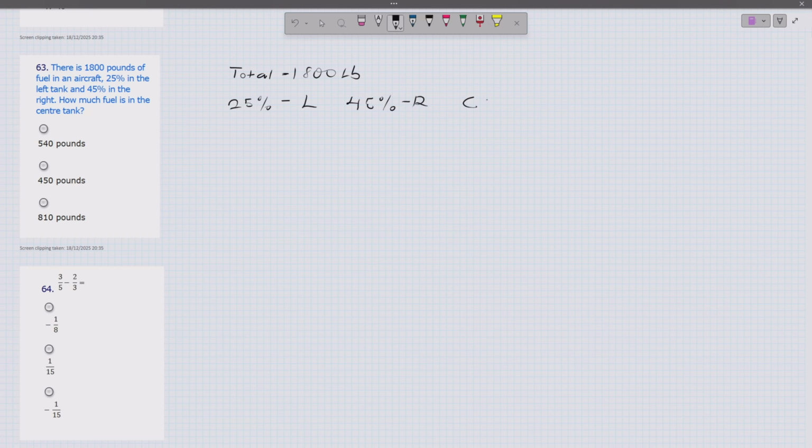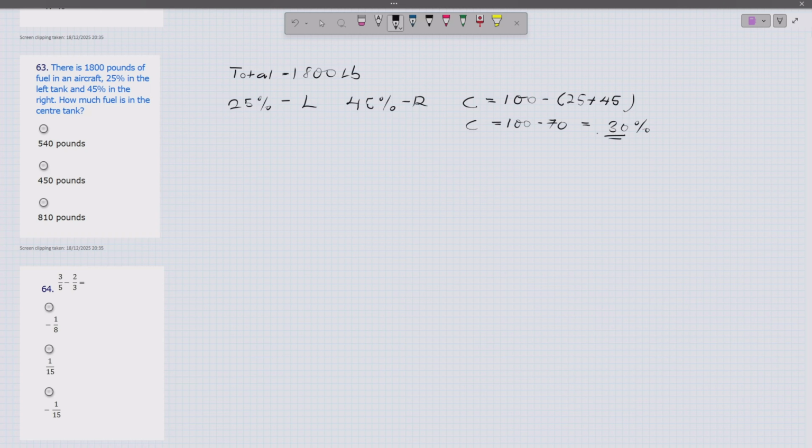So to find the center, that was going to be 100 minus 25 plus 45. That will give you 100 minus 70. C, center, equals 100 minus 70. It's going to give you 30%. So 30% is the amount of fuel percentage in the center tank.